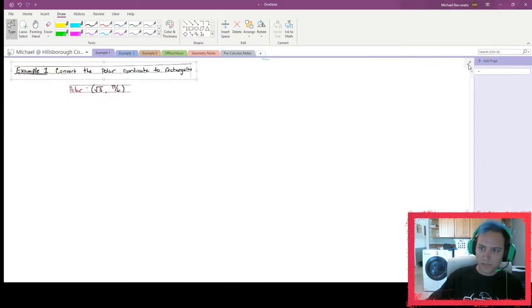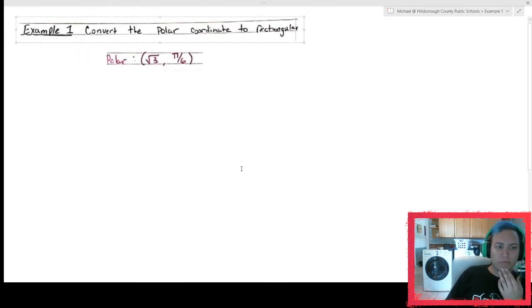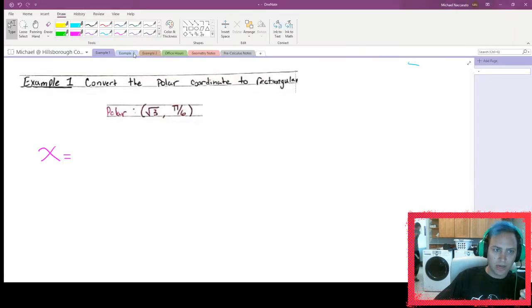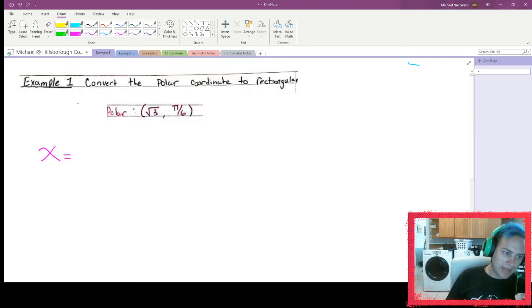Example 1, converting polar coordinates to rectangular coordinates. Convert this polar coordinate to its rectangular form. We just talked about those conversion formulas, so let's start with the x value first. I am going to look at my notes just to make sure that I don't jump off track. The x value is equal to r cosine of theta. If this is the polar form, we know that this is the radius and this is theta. So all I have to do to convert this into its rectangular form is plug these things in. I'm going to plug in the square root of 3 for r, and cosine of pi over 6 for the cosine of theta.